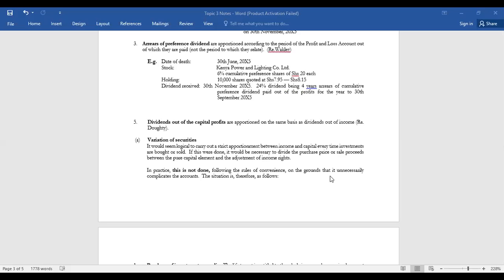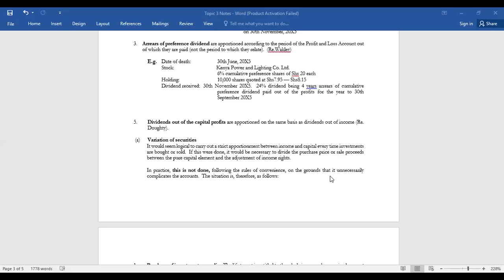Now for case number 5, we are told that dividends out of capital profits are apportioned on the same basis as dividends out of income. This is according to the Bulkeley rule. These are the statutory rules you are talking about. So for the arrears of preference dividend, you are following the Bulkeley rule.